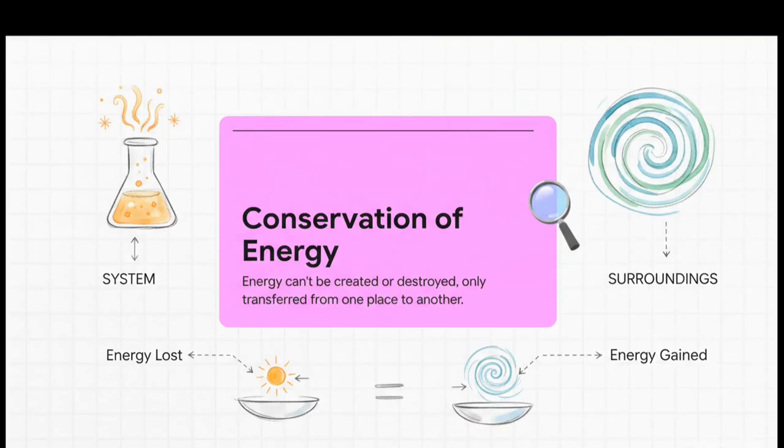And here is the single most important rule in the entire universe that runs this whole show, the law of conservation of energy. It basically says that any energy that our system loses has to be gained by the surroundings. And you guessed it, if the system gains energy, it must have swiped it from the surroundings. It's a perfect, closed loop, no exceptions.